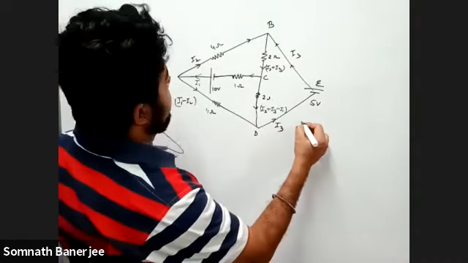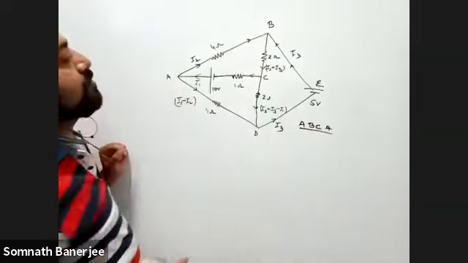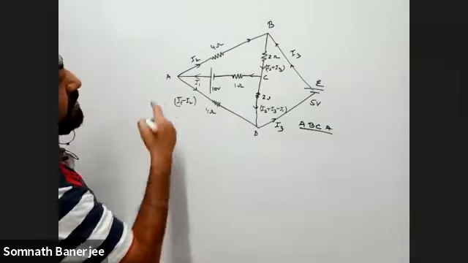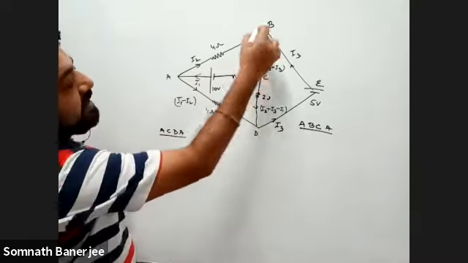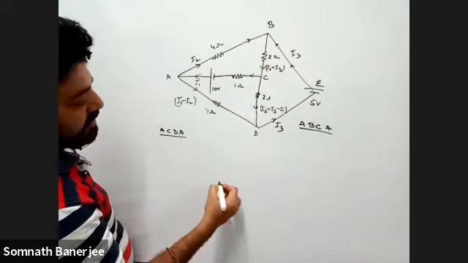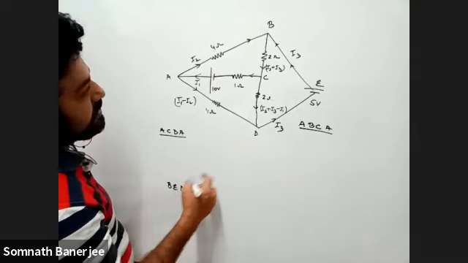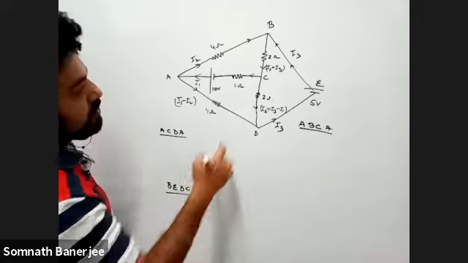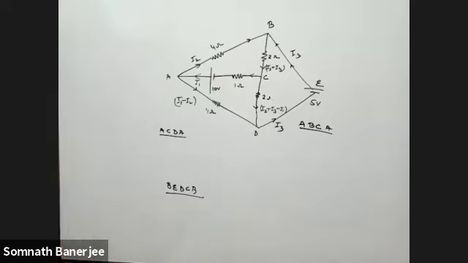We can write like this: A, B, C, A. So we'll choose this one loop. We can choose one more loop like this: A, C, D, A. So we choose this one. Another loop, suppose we write B, E, D, C, B. So we have 3 variables and we have to choose 3 loops. If we follow this loop formula, then we can easily find the 3 equations. We solve them, we get the answer.